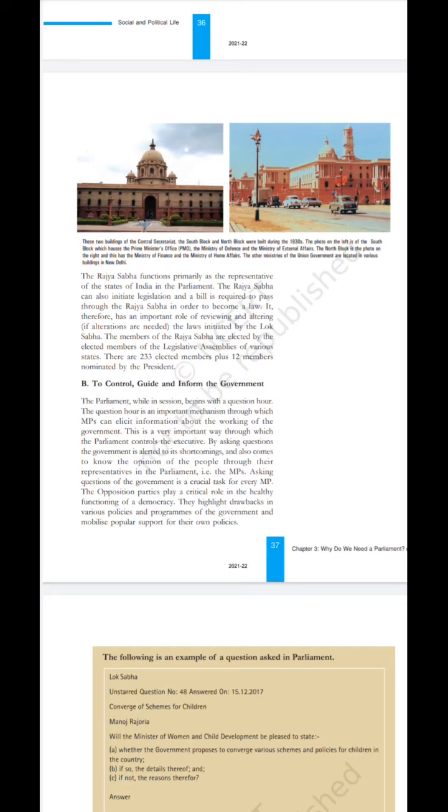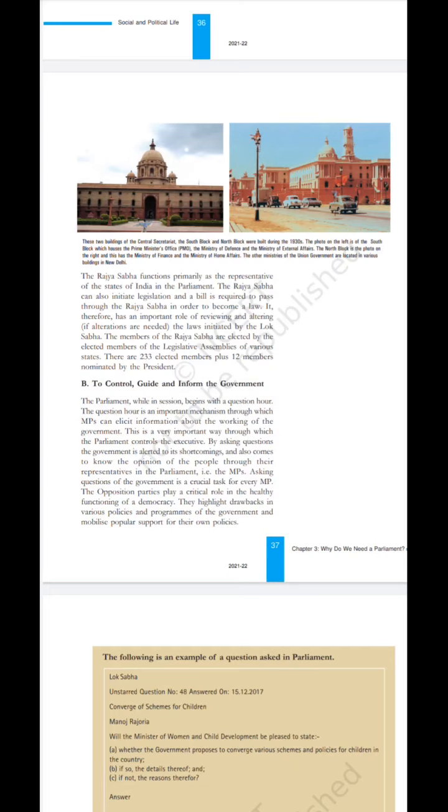The Parliament, while in session, begins with a question hour. The question hour is an important mechanism through which MPs can elicit information about the working of the government. This is a very important way through which the Parliament controls the executive. By asking questions, the government is alerted to its shortcomings and also comes to know the opinion of the people through their representatives in the Parliament, that is, the MPs. Asking questions of the government is a crucial task for every MP.